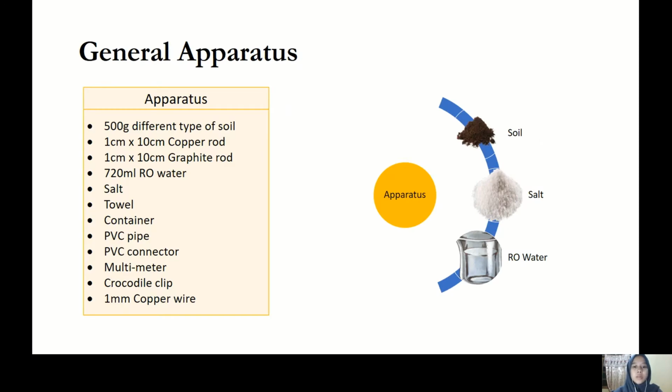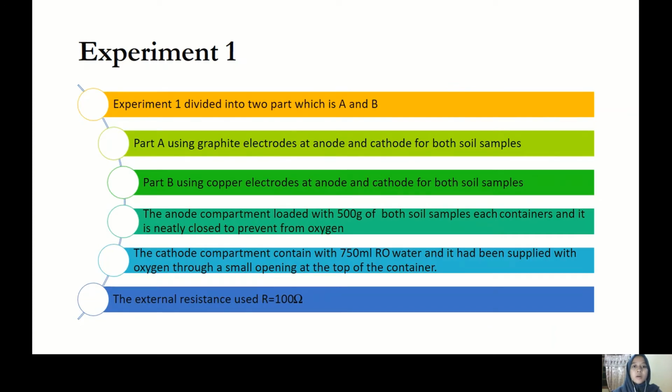This is the general apparatus involved in this experiment, and here are the steps for the experiment. Generally, the steps for experiments 1, 2 and 3 are the same, but the only difference is that experiment 1 consists of 2 parts, part A and part B. Part A focuses on the performance of soil, which is paddy and grass soil. Part B focuses on the performance of different electrodes.